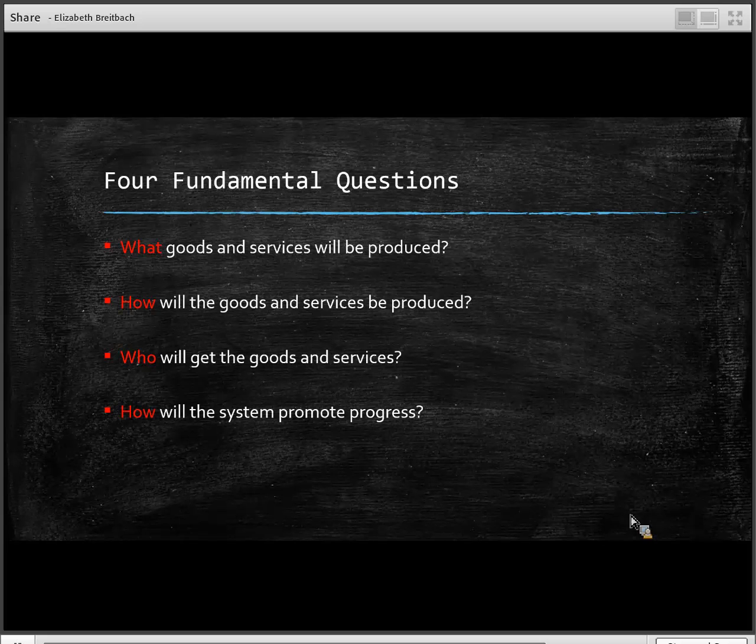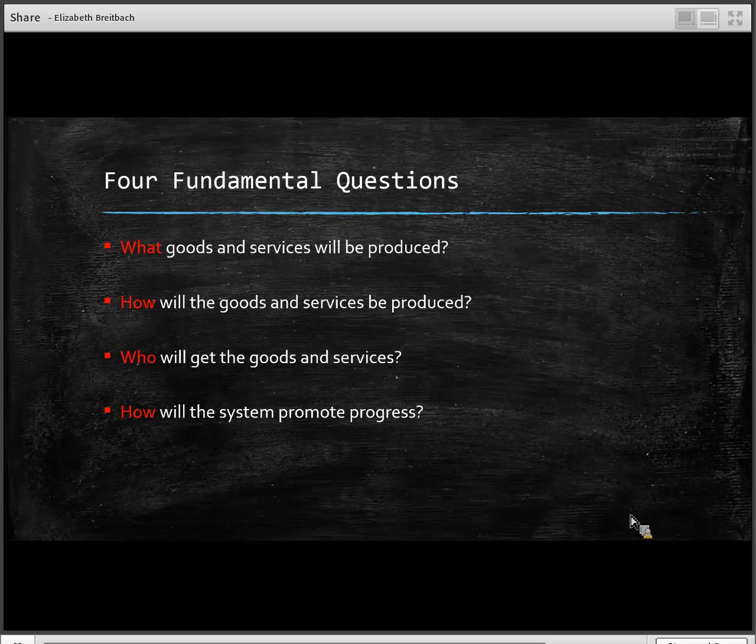Again, with our command system, the government is the exact answer to most of these. What goods and services will be produced? A command system will say that it's the goods and services that the central planner says should be produced. The central planner then decides how they will be produced. The central planner decides who will get the goods and how much they will pay for them. And also, how will the system promote progress? This is thinking about technological advancement, and traditionally we see these command systems as more of a follower society as opposed to a leader in these industries.